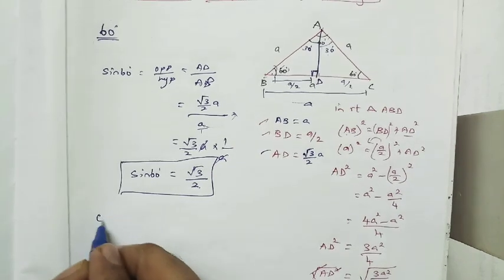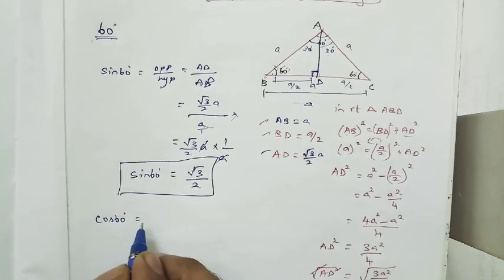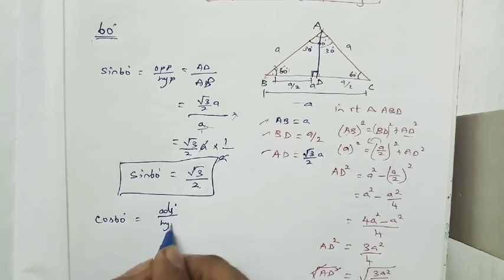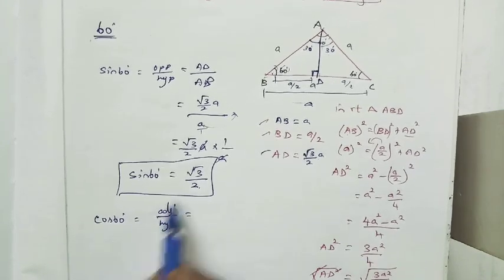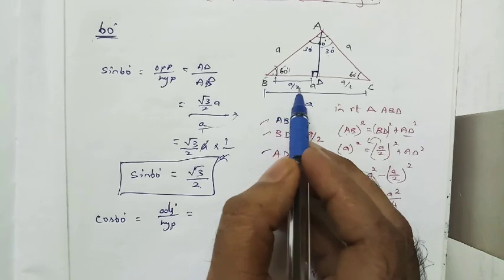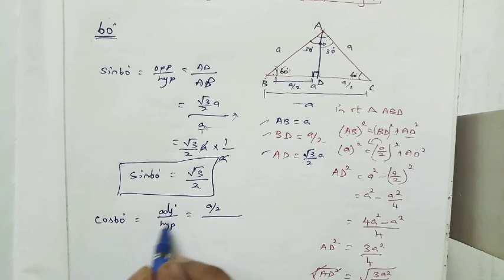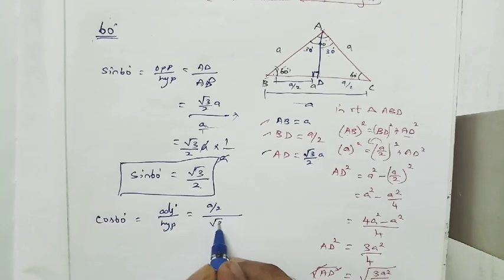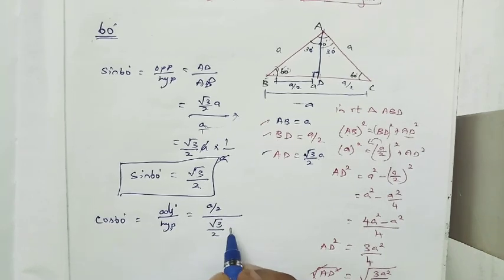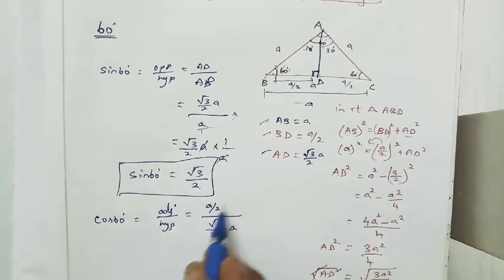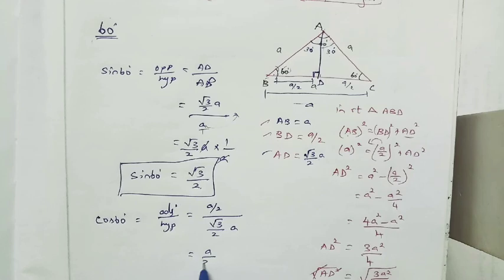Next you can find cos 60 degree. What is the trigonometric ratio of cos theta? Cos theta is nothing but adjacent side divided by hypotenuse. For 60 degree, the adjacent side is A by 2, divided by the hypotenuse, root 3 by 2 into A.